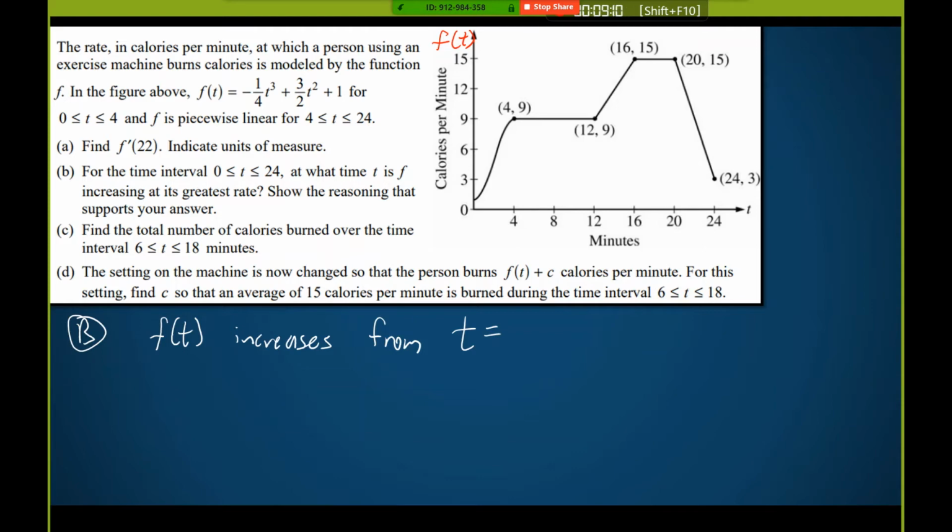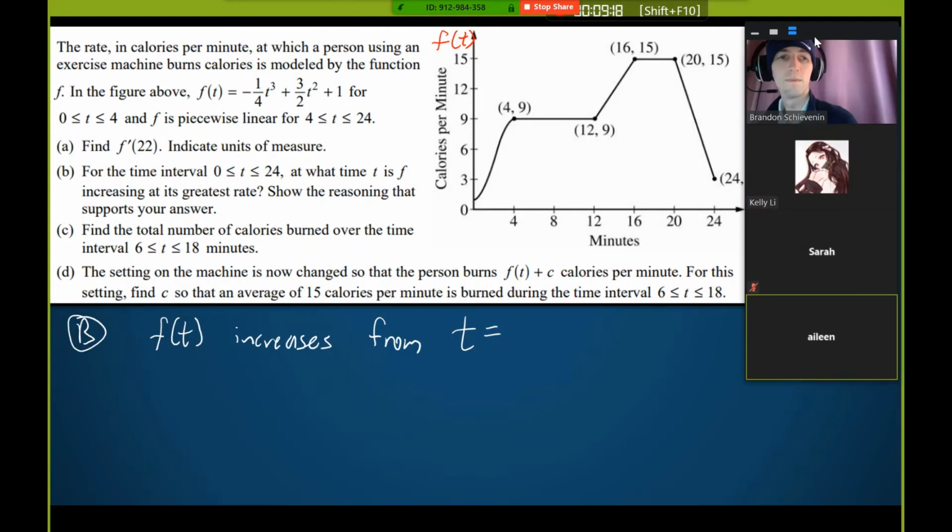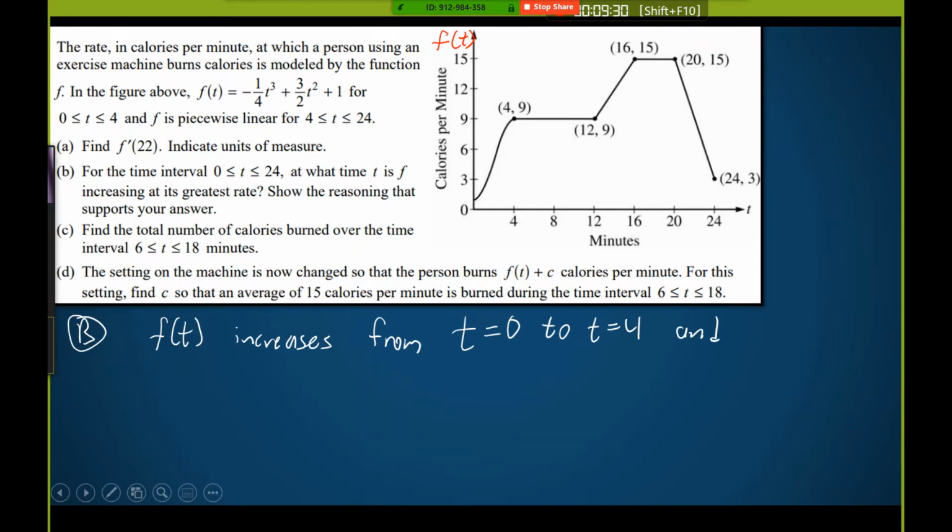I've got 2 times where we're increasing. Can someone tell me the first one? 0 to 4. Okay, I'm increasing from 0 to 4. And where else? 12 to 16. Okay, 12 to 16.